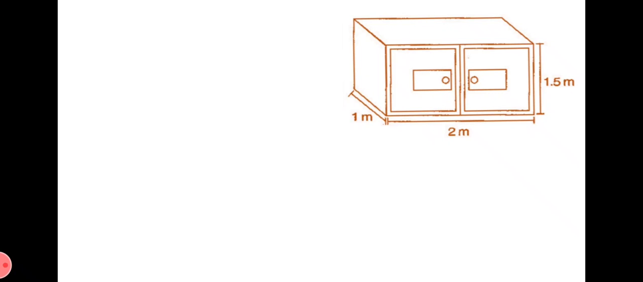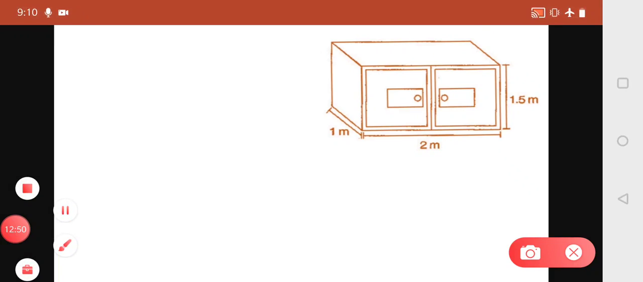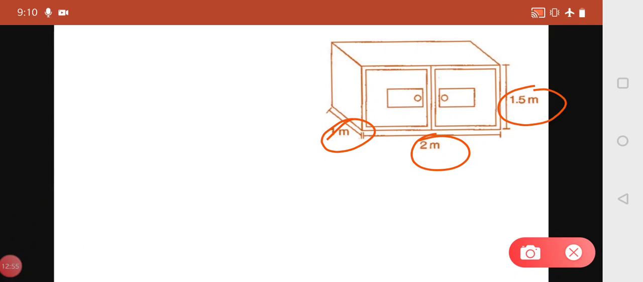Length is given as 1 meter, breadth is given as 2 meter, and height is given as 1.5 meter. Now a girl named Ruxar is painting this cabinet, and while she is painting, she is not painting the bottom of the cabinet. Means from the 6 faces she is painting only 5 faces.